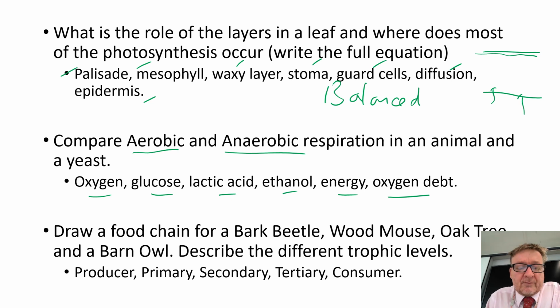The final one is draw a food chain for a bark beetle, wood mouse, oak tree, and a barn owl. Now they're not in the order that you'll actually put into the food chain, and then what I want you to do then is I want you to describe the different trophic levels. The words that then you need to add into it are producer, primary, secondary, tertiary, and then consumer.